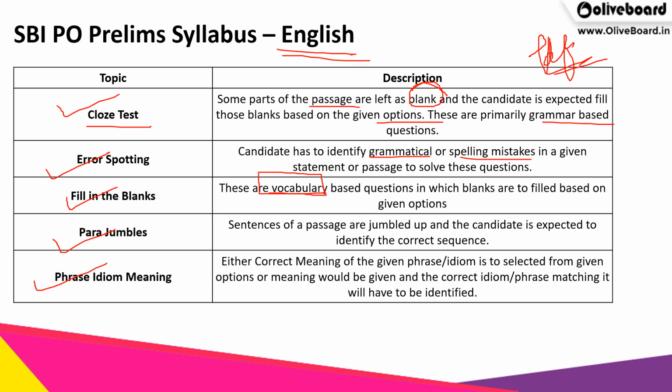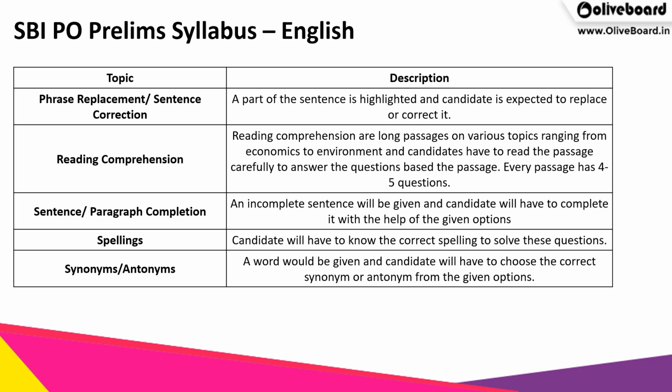Now to enhance your vocabulary, every day we are learning 5 new words. This is sharp at 12 p.m. every day and it is based on the Hindu editorial. So you can start following that if you subscribe to our channel. We have para jumbles. So sentences of a passage are jumbled up and you have to identify the correct sequence. Then phrases and idioms. So from the given options, you have to find the meaning of the phrases or idioms.